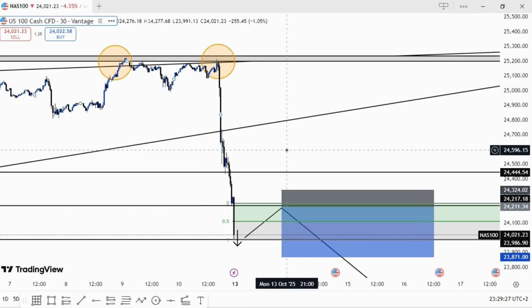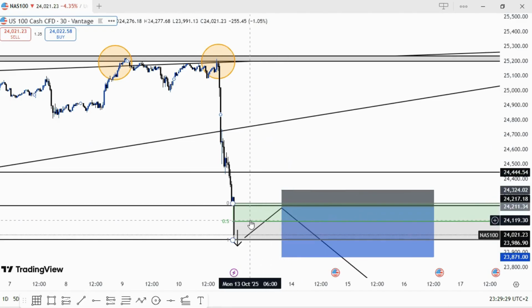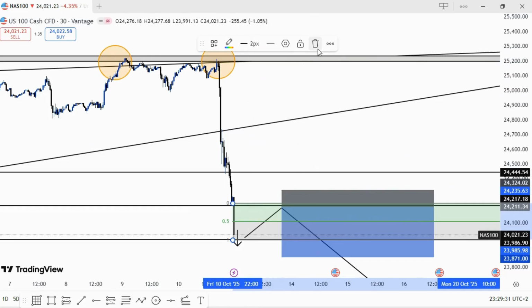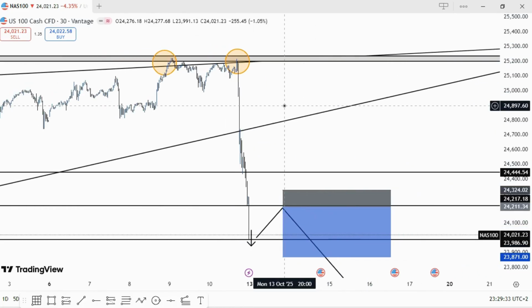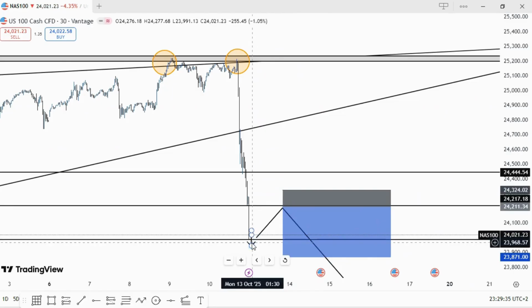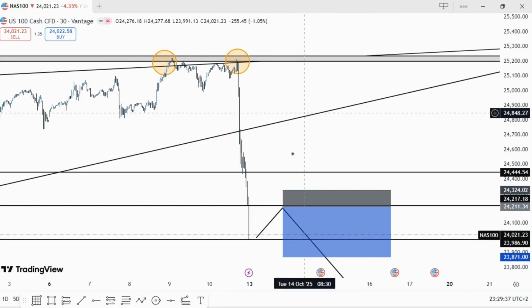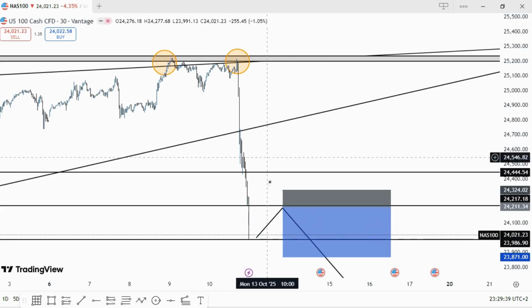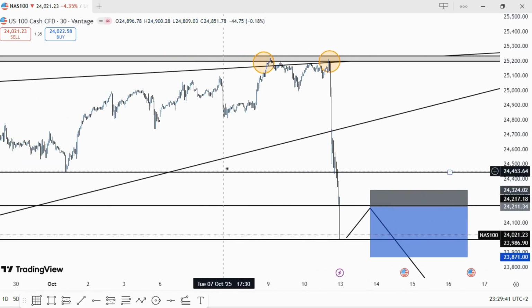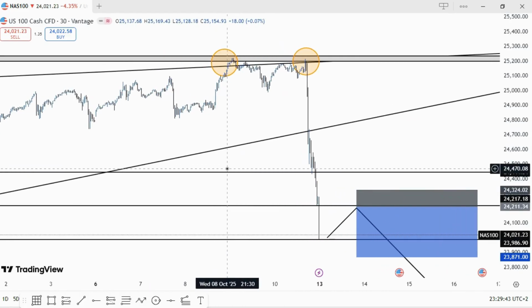Understood? I think it's loud and clear. So if the market doesn't respect this, we wait for the market to close below here so that we can continue having those beautiful sells.